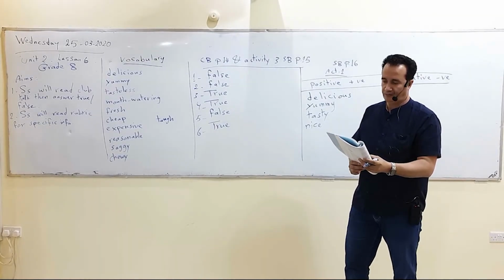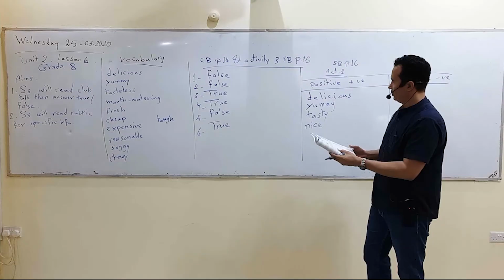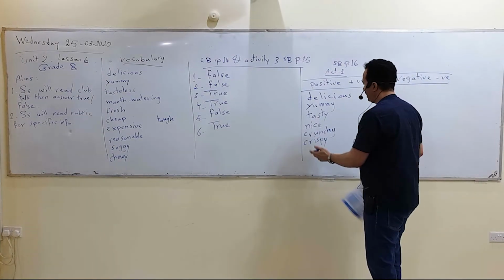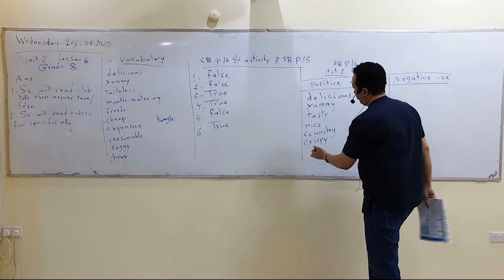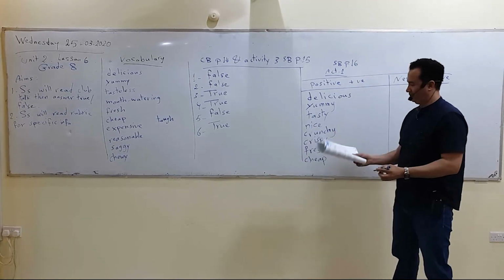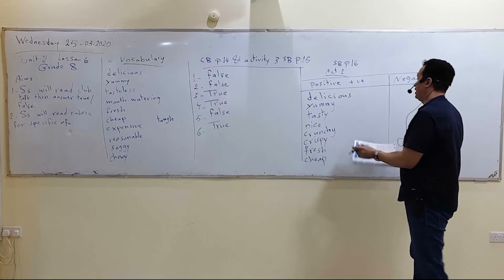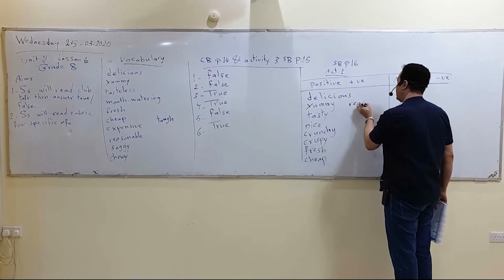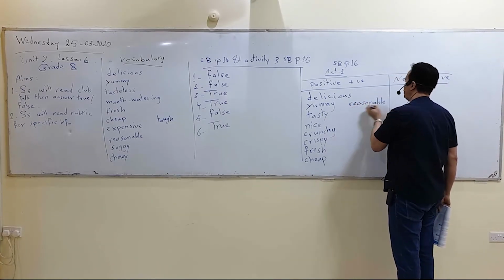So we can write also crunchy. Some of you like the food crunchy. How about the potato? How you like it? Crispy. They like it crispy. All of us, we like our food to be fresh, so it's positive. And of course, we like it to be cheap if we are going to buy it. We need it in a reasonable price.